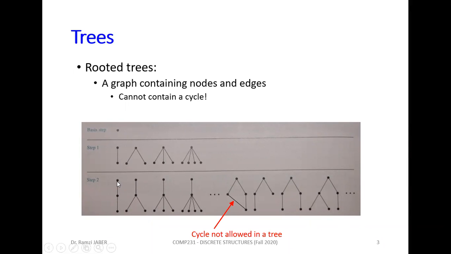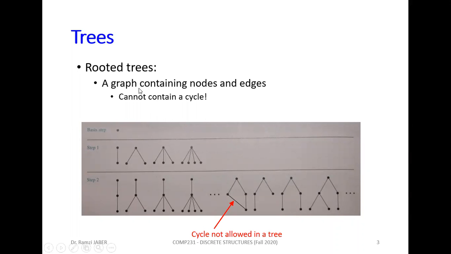Okay. In step two, we have two levels here. So step two can be 3 nodes and 2 edges, one node and 2 sub-nodes, called children here, or like this, or like this. But we cannot allow a cycle inside the tree. Okay?